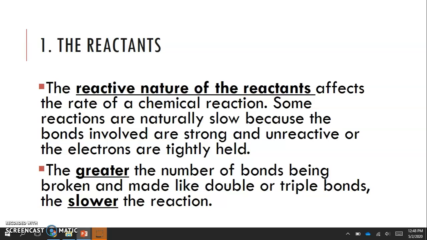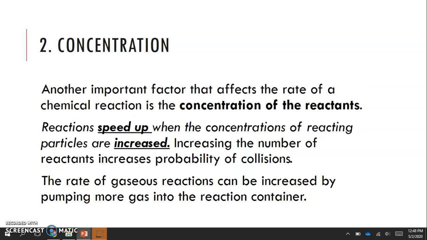Some reactions are naturally slow because the bonds involved are strong and unreactive, or the electrons are tightly held. So the stronger bonds you have, typically the slower the reaction will be. The greater the number of bonds being broken and made, like double or triple bonds, the slower the reaction. Okay, so on a molecular level, the way that these compounds are formed and the way that their bonds are oriented can affect how quickly a reaction will take place.